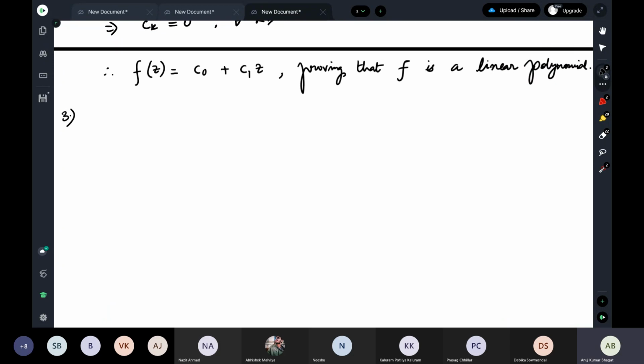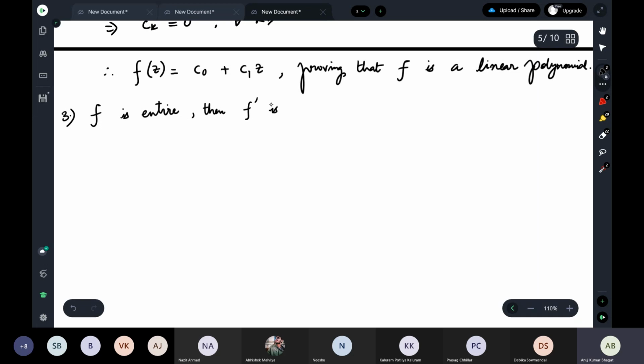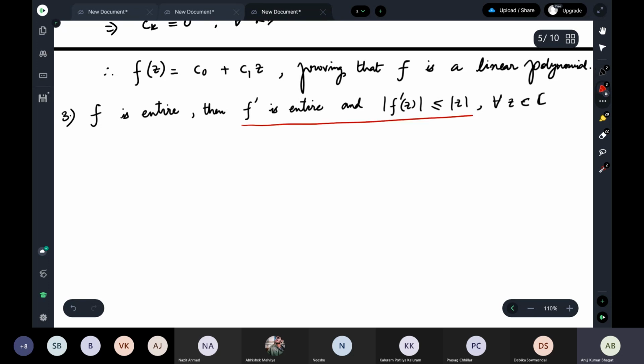So number 3 will be similar to this, that f be entire. So f is entire. So अगर f entire है, can I say that the derivative is also entire? So this I am writing. Yes. And f prime z is bounded by this for all z in C. So just take this line into consideration.